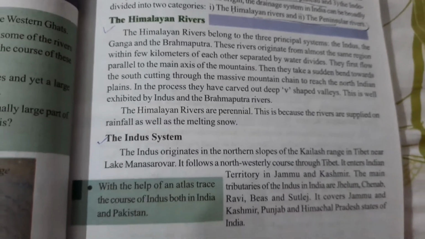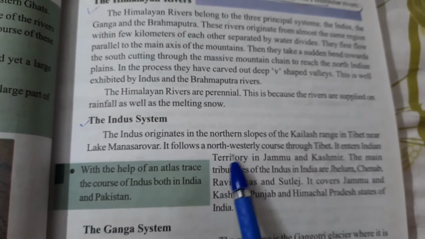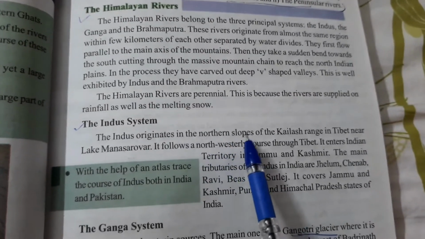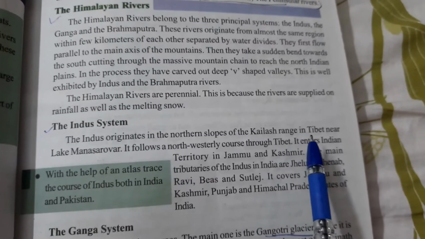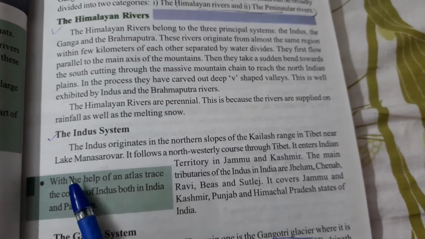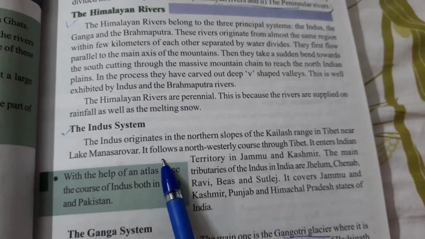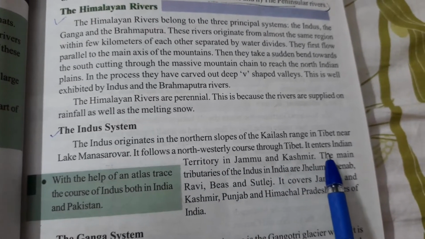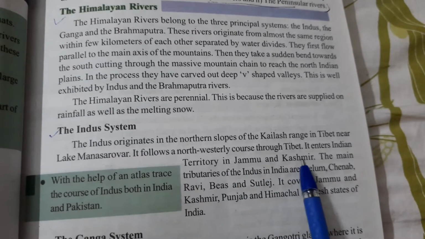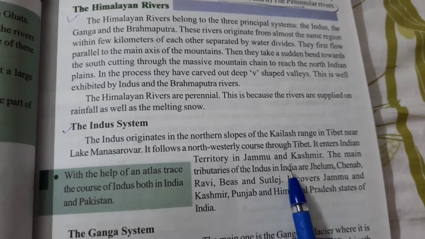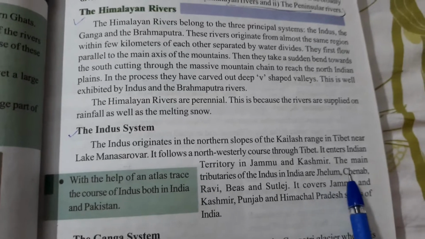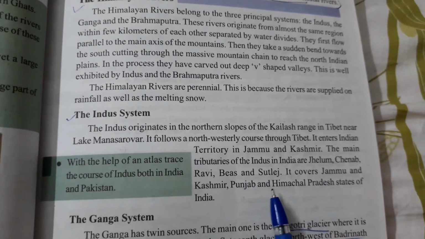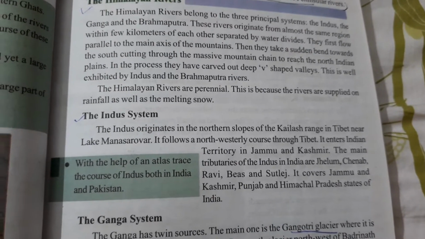In this Himalayan river system, I have told you about Indus river system. Indus originates in the north slopes of Kailash ranges in Tibet near Lake Mansarovar. It flows in a north westerly course through Tibet. It enters into the territory of Jammu and Kashmir. The main tributaries of Indus in India are Jhelum, Chenab, Ravi, Beas and Satluj. It covers Jammu and Kashmir, Punjab and Himachal Pradesh states of India.